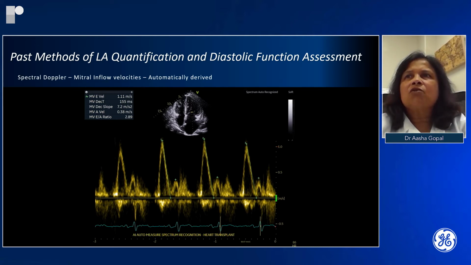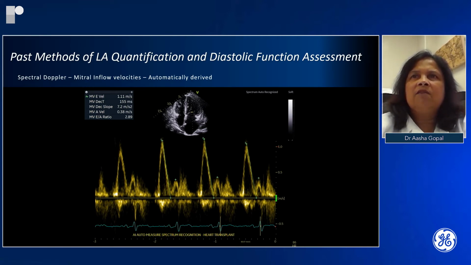So these are now routinely performed, but once again, machine learning dramatically improves the workflow. Here you can see that the E and the A velocities, the E/A ratio and deceleration time are all automatically derived and averaged over 3 heart cycles. So this really improves diastolic function assessment on a daily basis.